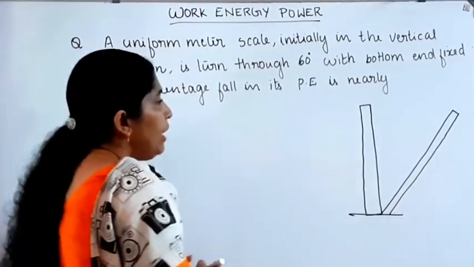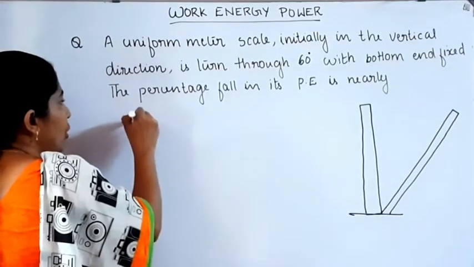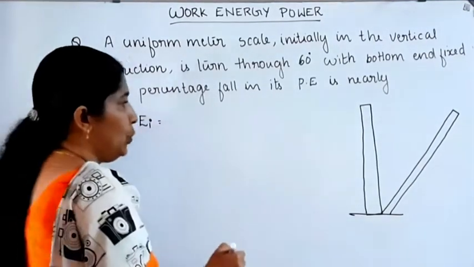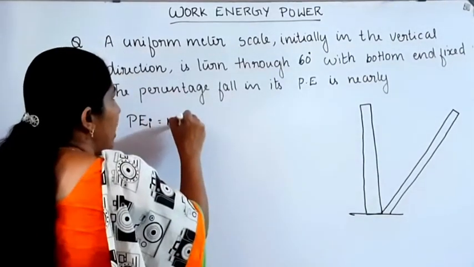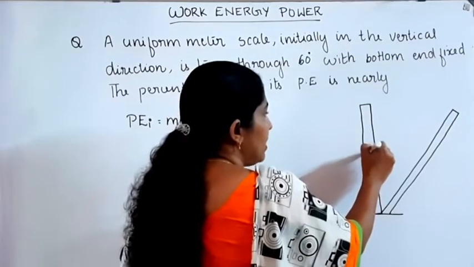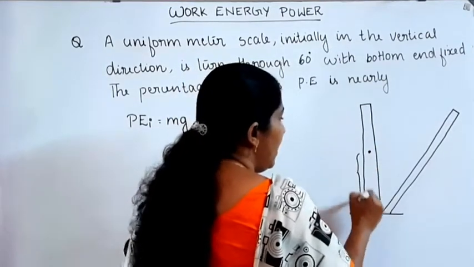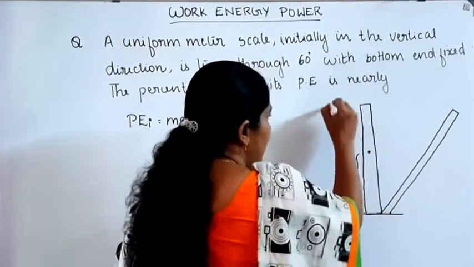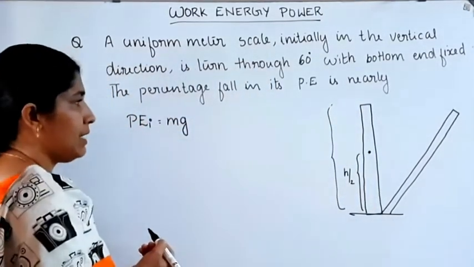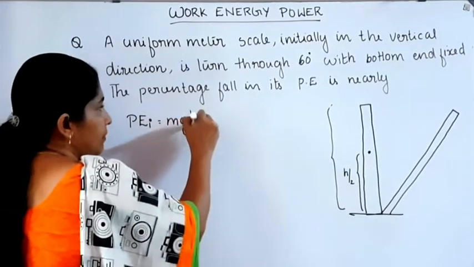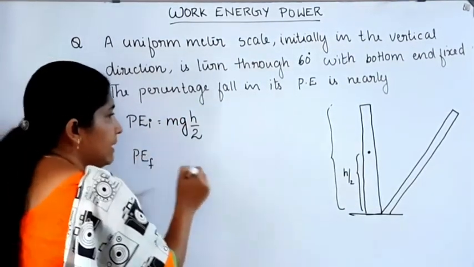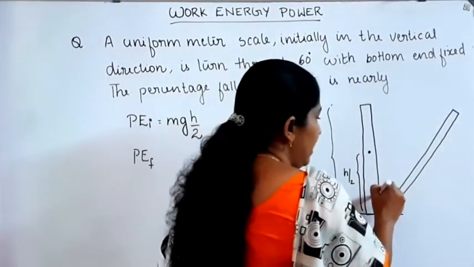Okay. What about the potential energy? Initial potential energy Pi is equal to mg into, what about height? Height is always measured towards the center of mass, that's equal to h by 2. If h is the height, then height measured towards the center of mass is equal to h by 2. Then what about the final potential energy when it is inclined through an angle 60 degree?